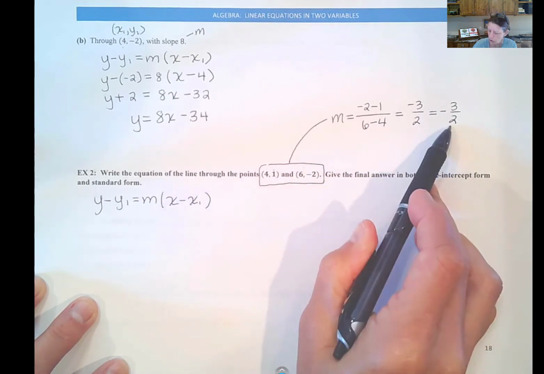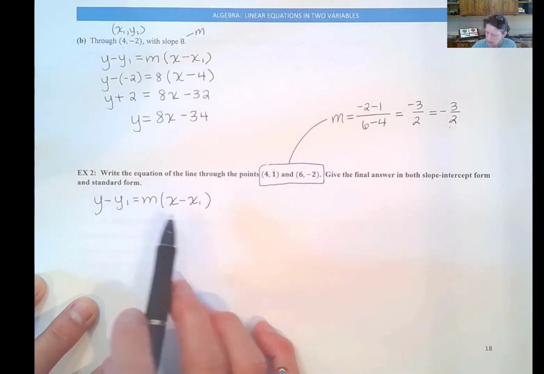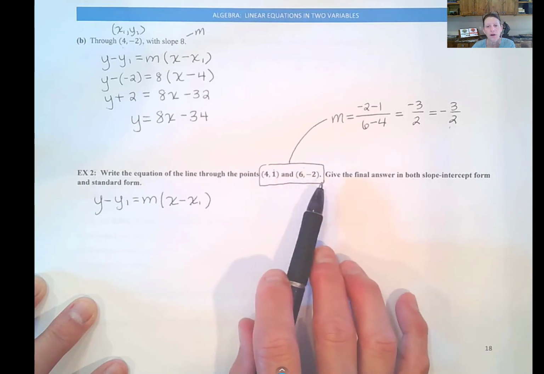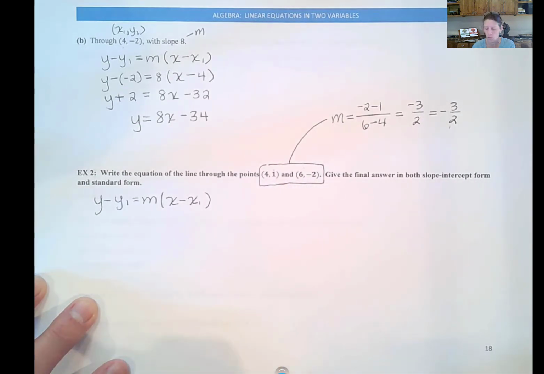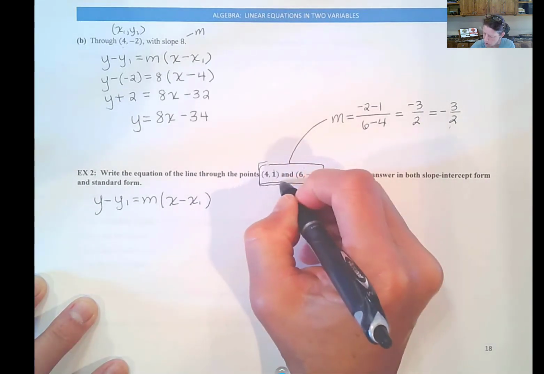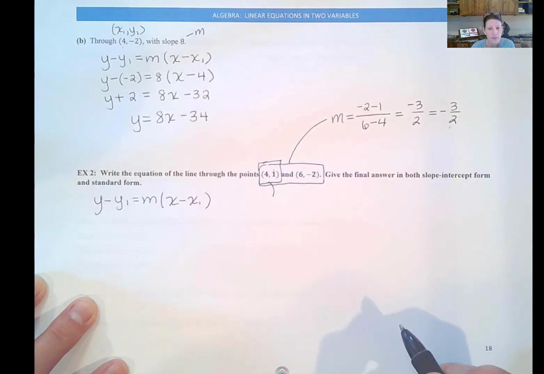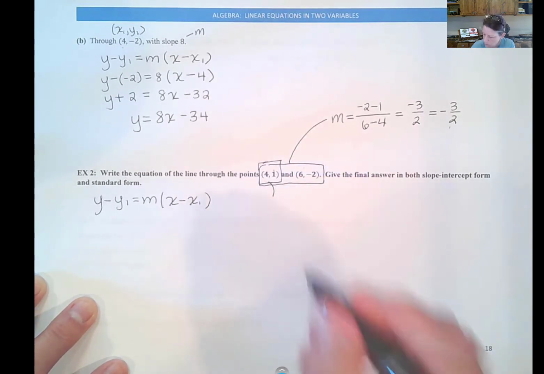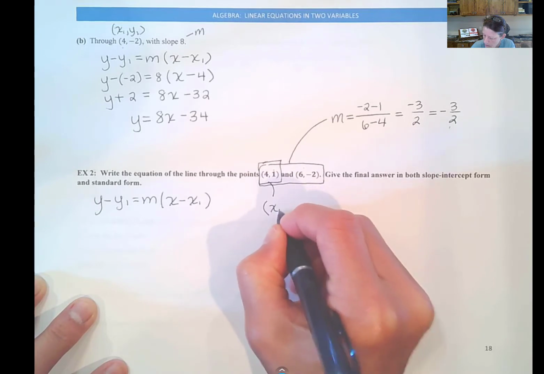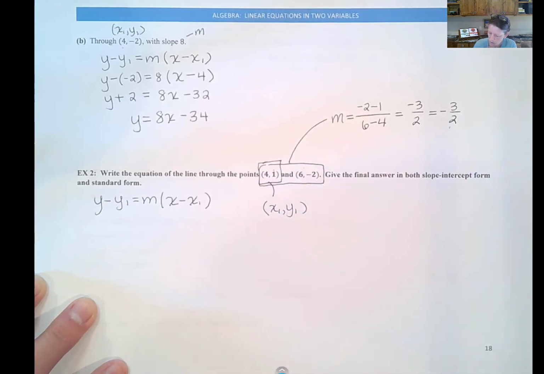Okay, we know that the slope is negative 3 halves, and as far as a point, we can choose either of these points to represent our known point. I'm going to choose (4, 1), simply because it has no negative symbols. I think it's going to be a little easier to work with.